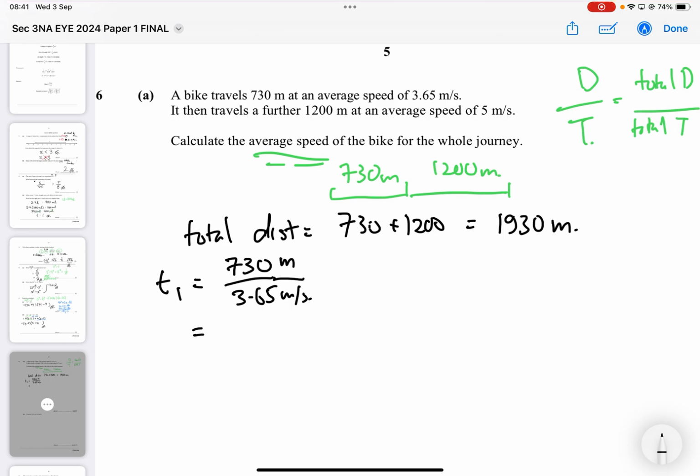This whole question, they also never ask you about conversion. When we start with meter divided by meter per second, the time definitely is in seconds. There's only second there. Nobody talks about minute, nobody talks about hour. So 730 divided by 3.65 is 200 seconds. Then the time for part 2 is 1200 divided by 5. Also, it is meter and meter per second, so when I cancel away everything, definitely it will be in seconds also.